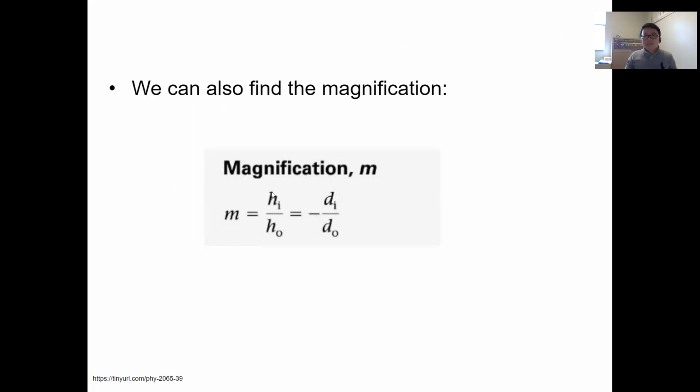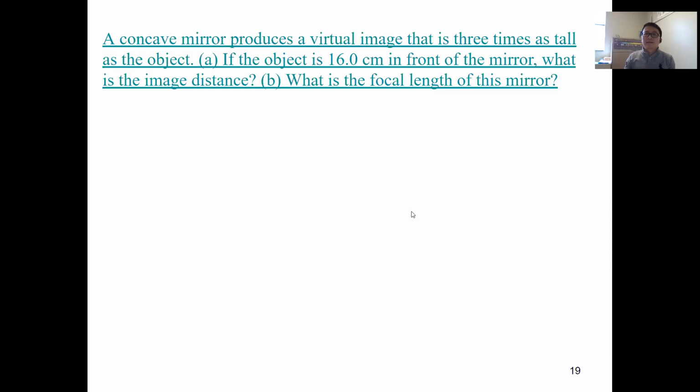All right, let's take a look at this example. It says a concave mirror produces a virtual image that is 3 times as tall as the object. If the object is 16.0 centimeters in front of the mirror, what is the image distance? What's the focal length of this mirror? It tells us a few things. Let's assign them to the quantities.